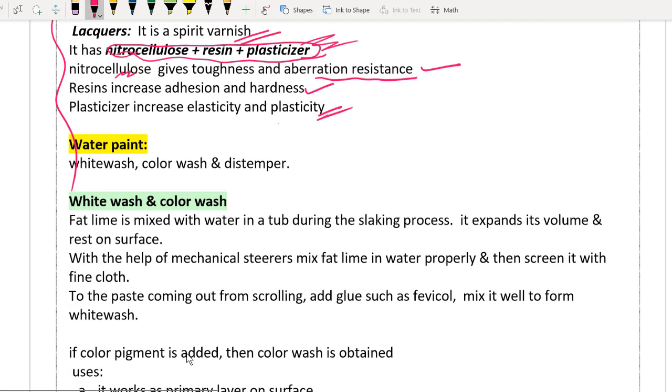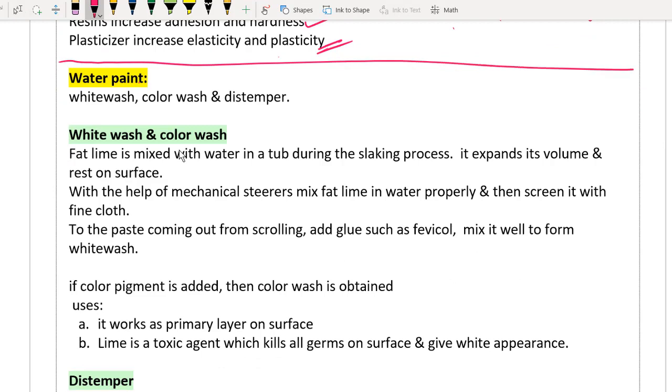Next we have water paints. See, you always have to remember that oil paints are superior. Oil paints look quite good and give good properties too, but obviously it is expensive. So we go for water paints also. Water paints we have whitewash, color wash and distemper. You must have heard of distemper ads on TV, right? So whitewash and color wash are also very similar. Basically in villages and for lower budgets, we whitewash the house with lime, right? So that comes under whitewash.